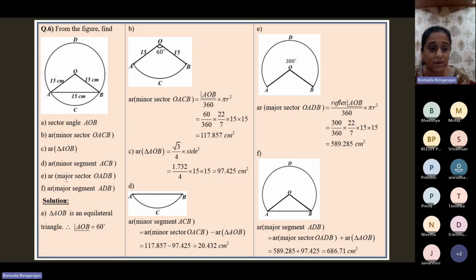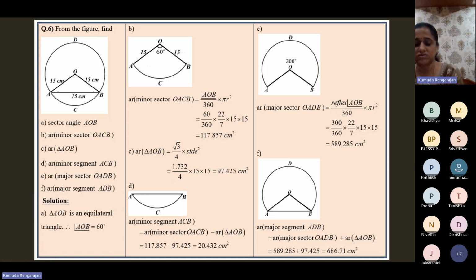Next is to find the area of the major sector. Major sector. Again, theta by 360 into pi r square. What's theta? 300. 300 by 360 into pi r squared. Then finally, the area of the major segment.